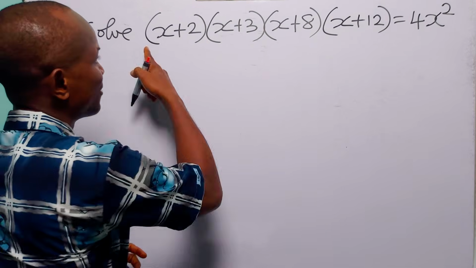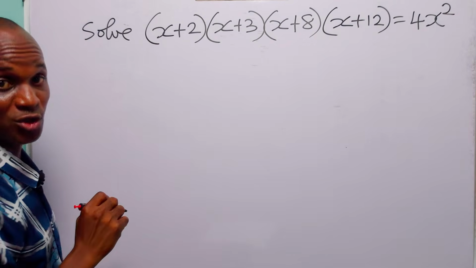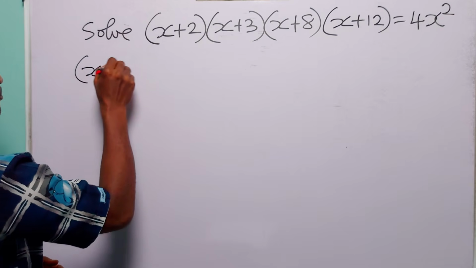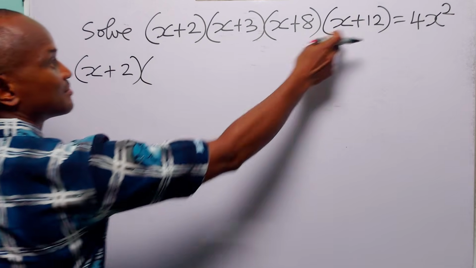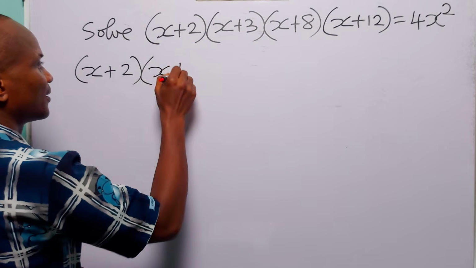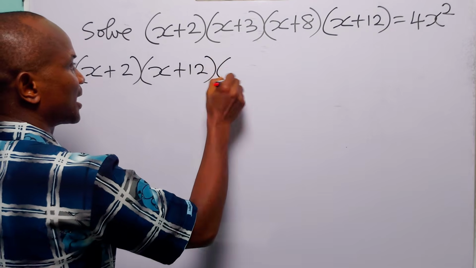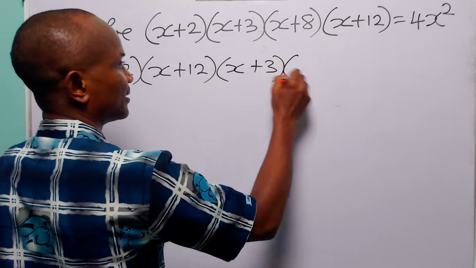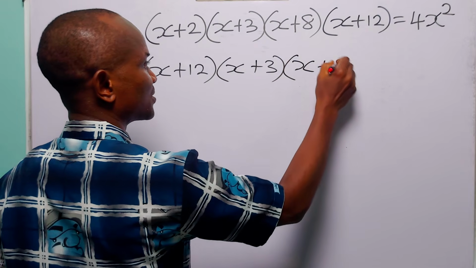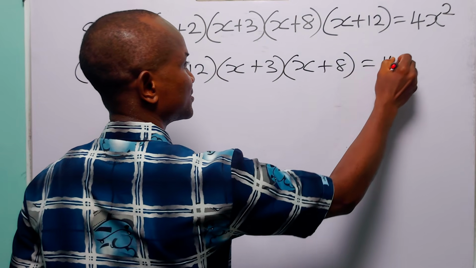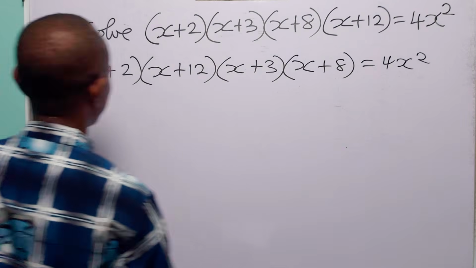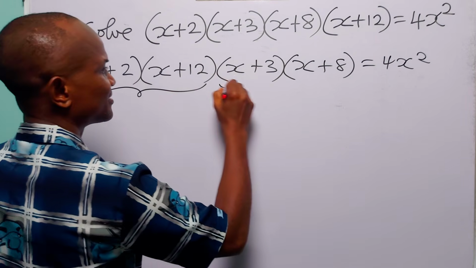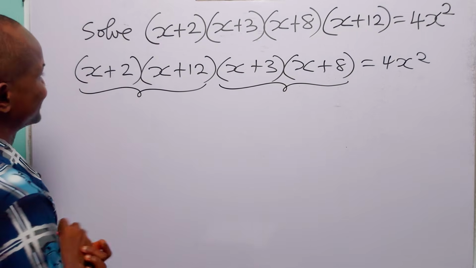What we are going to do is rearrange the factors on the left-hand side. We have (x + 2)(x + 12)(x + 3)(x + 8), and of course this is still equal to 4x squared. Now the next thing we are going to do is multiply these factors two at a time.